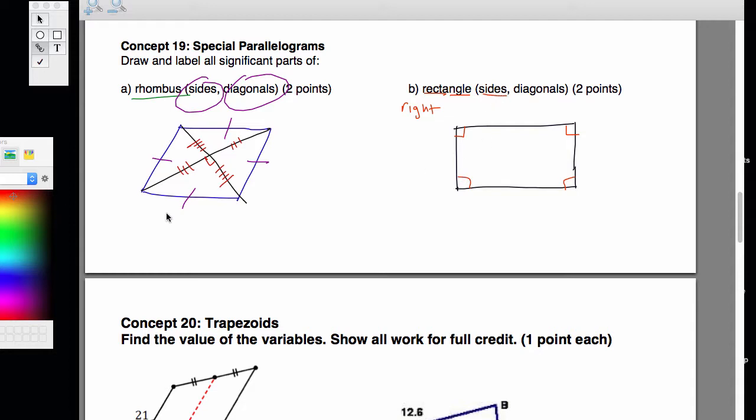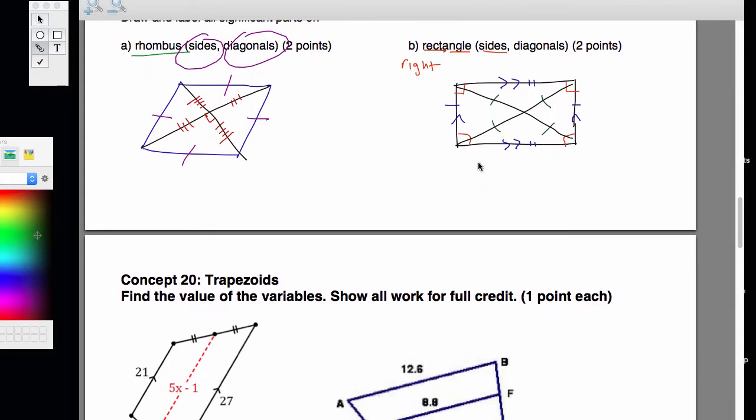The sides must be the same as in a parallelogram, so they're going to be parallel and opposite sides are going to be congruent. And my diagonals. This is the defining feature of the rectangle besides the right angles. All the diagonals are the same. So they bisect one another, but they're also congruent. Okay, and so that's what I needed to have to get full credit on those two.